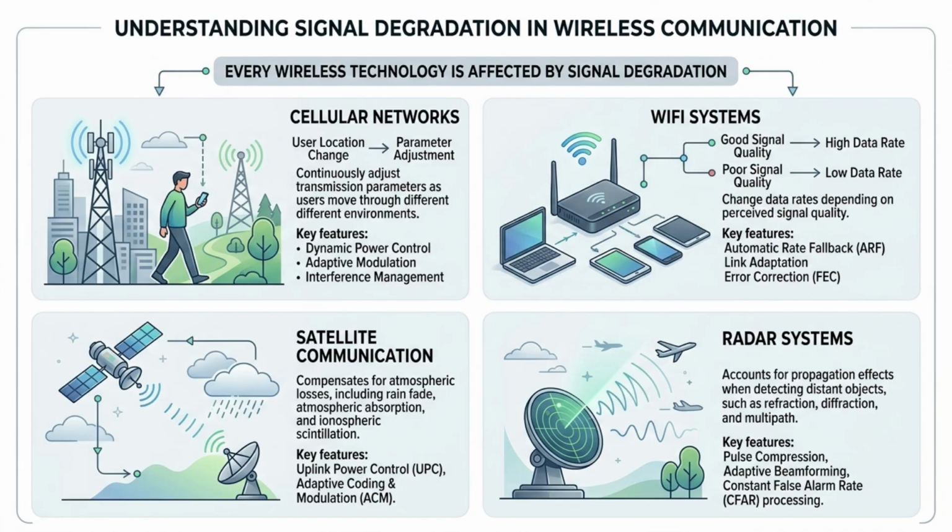Signal degradation affects every wireless communication technology. Cellular networks continuously adjust transmission parameters as users move through different environments. Wi-Fi systems change data rates depending on signal quality. Satellite communication compensates for atmospheric losses, while radar systems account for propagation effects when detecting distant objects.